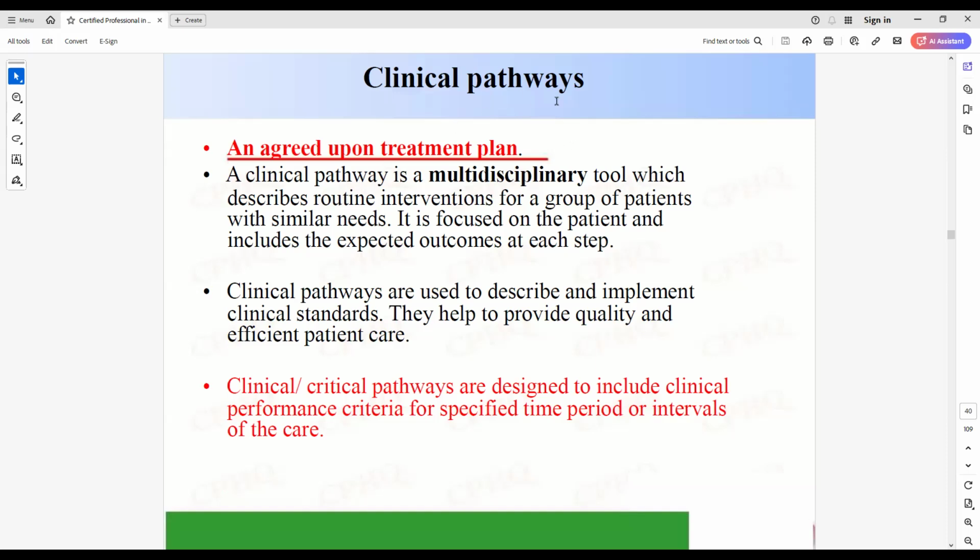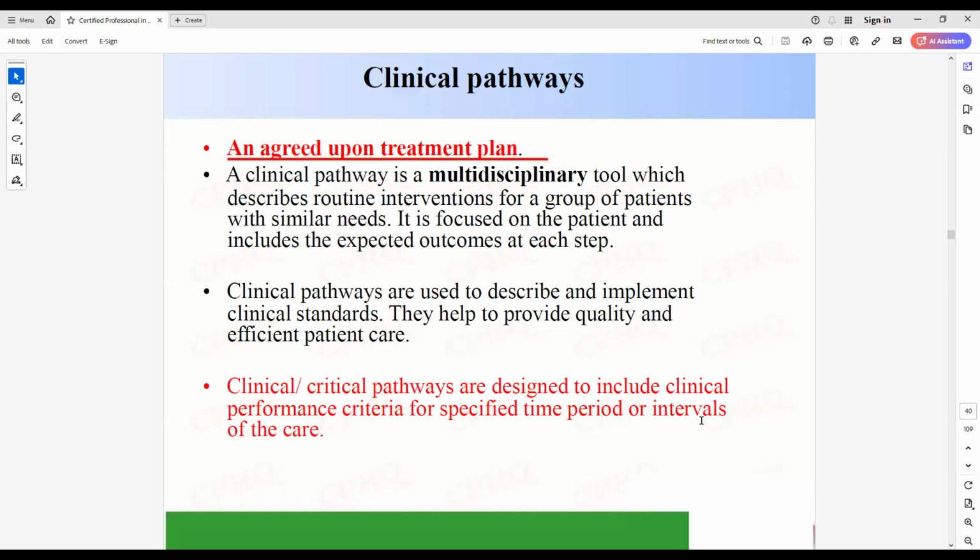Clinical pathways, this is your answer, Riham. It's an agreed upon treatment plan. A clinical pathway is a multidisciplinary tool describing routine interventions for a group of patients with similar needs. It focuses on the patient and includes the expected outcome of each step. It's used to describe and implement clinical standards. They help provide quality and efficient patient care. Clinical or critical pathways are designed to include clinical performance criteria for specific time periods or intervals.